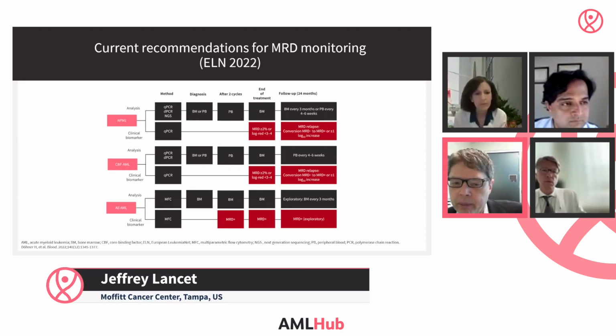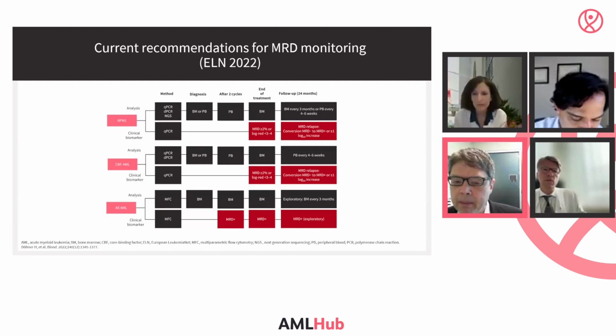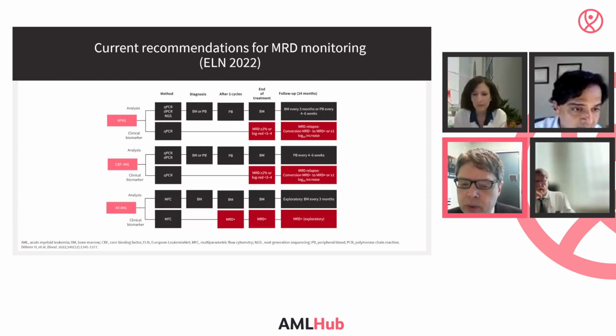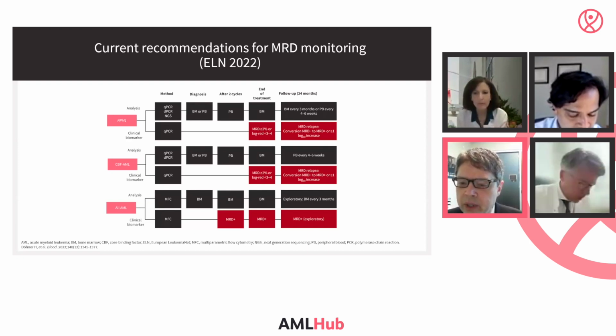I showed the slide earlier about the current ELN guidelines about MRD monitoring, but I think that mostly applies to patients who are undergoing more intensive therapy. So now that we're in the era of lower intensity therapy with HMA venetoclax as primary therapy, especially for older, more frail patients, but moving into the domain of fit patients as well, I guess the question is also, how can we apply MRD guidelines that currently exist to lower intensity therapy?